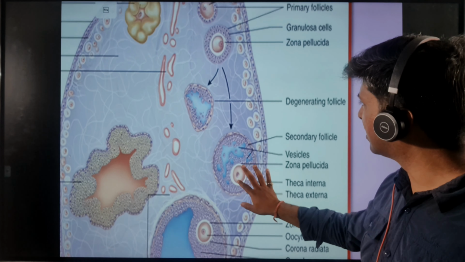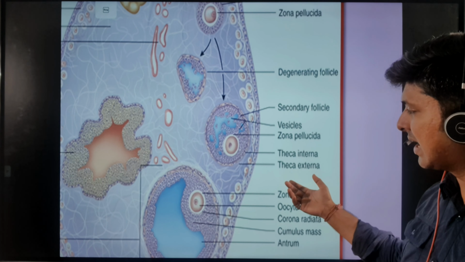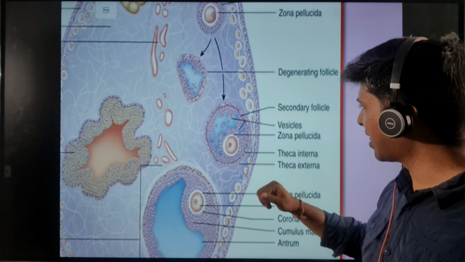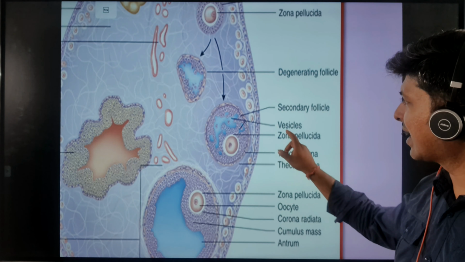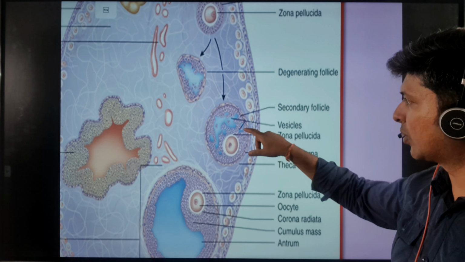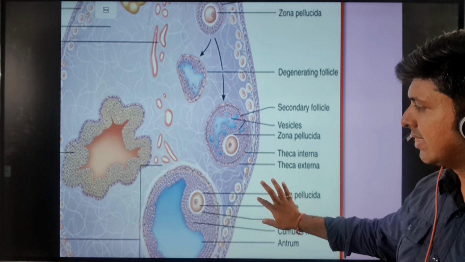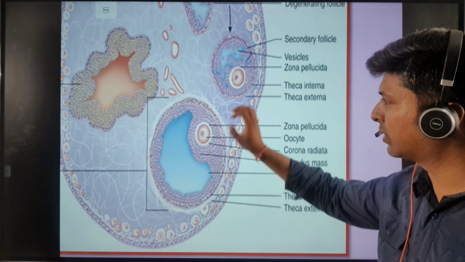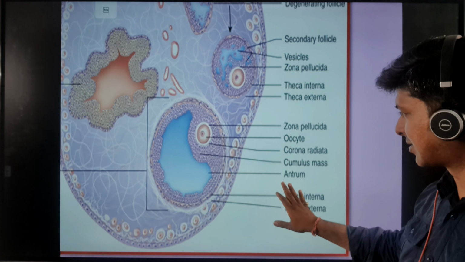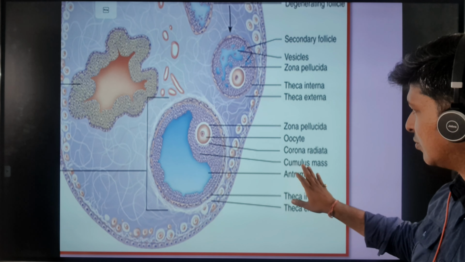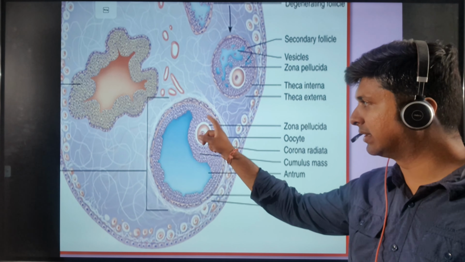Then this Graafian follicle has layers like theca externa, theca interna, and the zona pellucida, which is a transparent layer around the egg. Then we have vesicles, which are empty spaces. Then secondary follicles are here. You can see that the Graafian follicle further matures and forms a proper antrum, a cavity. And then the cumulus mass and corona radiata are again a group of cells which surround the oocyte.